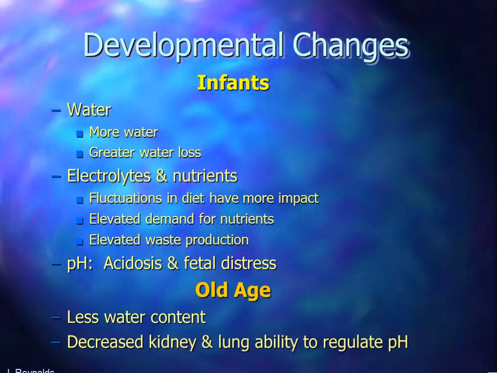Okay, so last thing. Problems. We've talked about some of this already. Infants have got way more water than adults. And when there's a water imbalance, it can really affect them. That, of course, affects electrolytes. Remember also they need more nutrients. They have more waste. So obviously kidneys are all important in newborns.